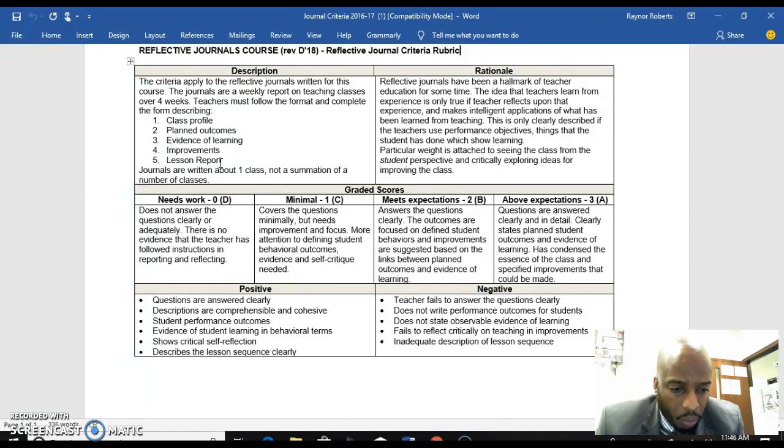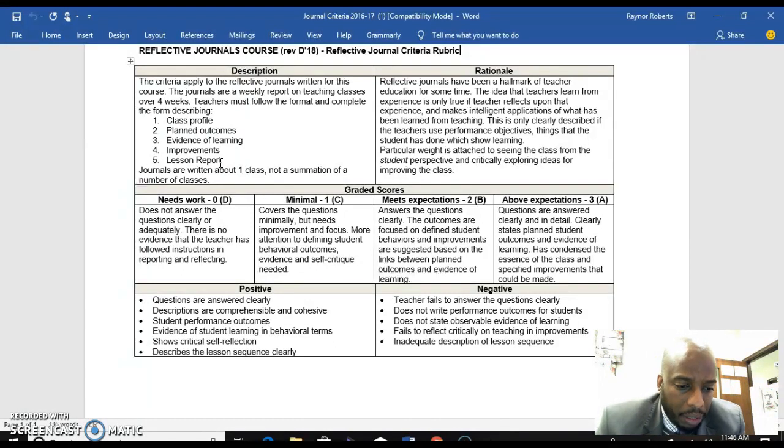Things that he will mark you down on: if you fail to answer the questions, right? As an outline that we talked about, class profile, planned outcomes, evidence of learning, improvements, lesson reports. You don't write performance-based outcomes, so your outcomes are not SMART. Does not state observable evidence, so you're not talking about what students are doing in class, what you see in class, evidence.